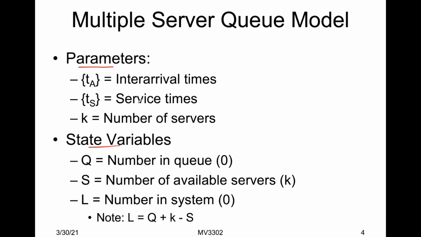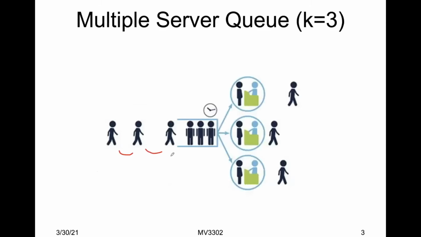Those are the quantities that don't change. The state variables are the ones that do change. And we're going to focus on 2 state variables, Q and S, and then a third, which is a derivation of them. So our first state variable is going to be the number in the queue. So here, this guy hasn't quite arrived. So in this particular case, Q is equal to 3.